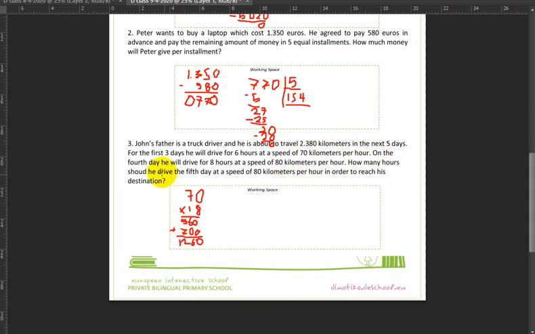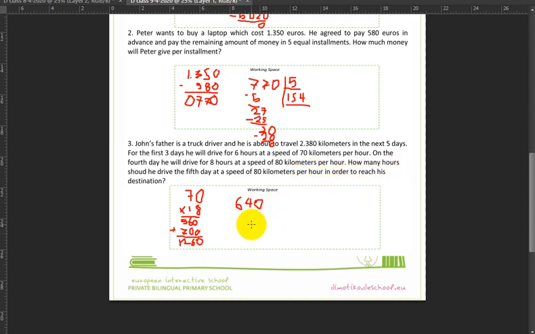Then the fourth day, he will drive for 8 hours at a speed of 80 kilometers per hour. So we need to do 8 times 80, which is 160. Sorry, not 160. My mistake. I did 8 plus 8. Yeah, 640 actually. And then we need to figure out how many hours he needs to drive at 80 kilometers per hour in order to reach his destination.